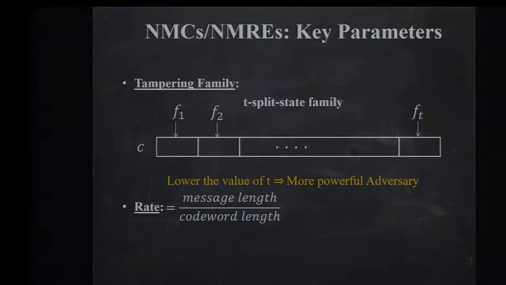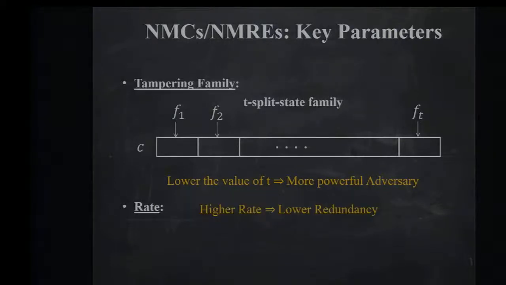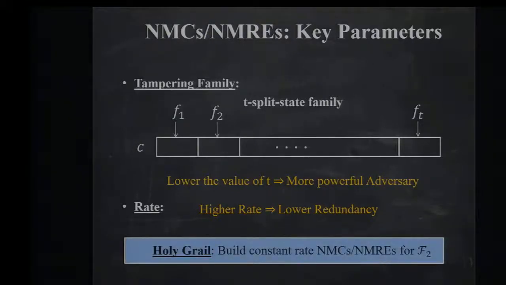Okay. And rate is standard: message length over code word length. Again, higher rate corresponds to lower redundancy. So what we want to do is to get a rate that's as high as possible. These are the goals. The holy grail of this area is to build constant rate non-malleable codes for the two split state family. And ever since people have been looking at non-malleable codes, which was about 8 years ago, people have been trying to build constant rate non-malleable codes while minimizing the number of states.